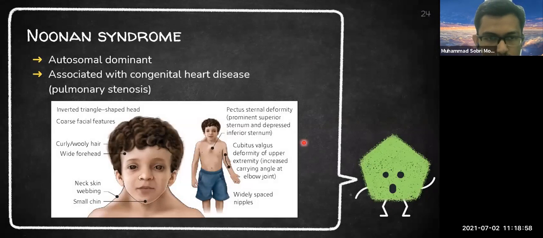And lastly, Noonan syndrome, which is an autosomal dominant condition, is associated with congenital heart disease, which is pulmonary stenosis. And these are some of the facial features and signs and symptoms that can be found on the patient.